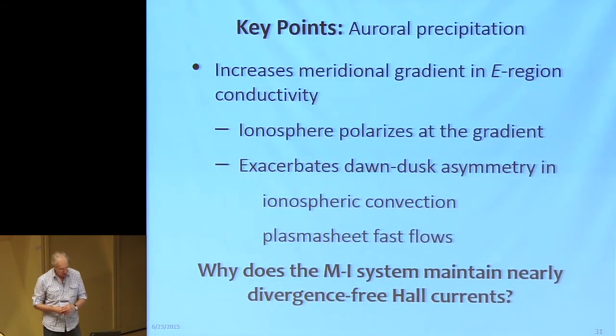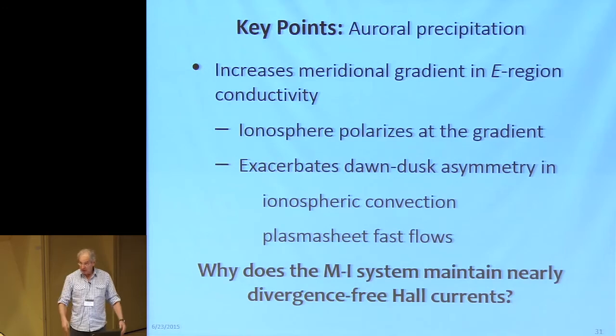Okay, so let me close here. I have three slides, key points on some of the processes I've talked about. So auroral precipitation, this is the hard precipitation that goes down to the E layer and modifies the E layer typically. It increases the meridional gradient in the E region conductivity. The ionosphere polarizes in that gradient. That polarization effectively causes a rotation in convection.